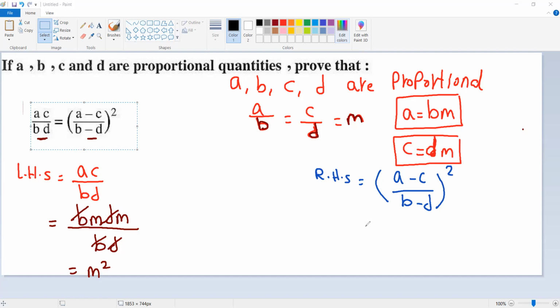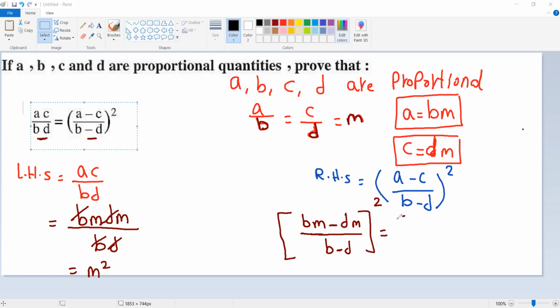And the right-hand side, it's a minus c over b minus d. So a minus c instead of a, all raised to the power of 2. Don't forget it. A is bm, minus c. C is dm, all divided by b minus d. Here, don't cancel b and b. Don't do that. And don't cancel d and d.